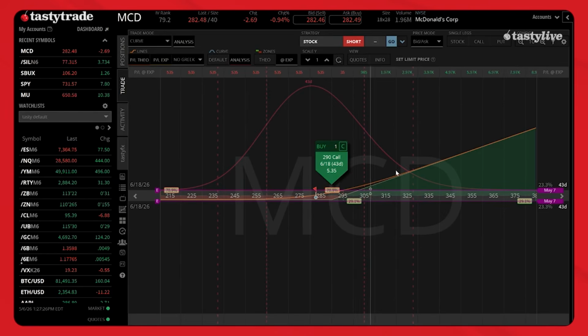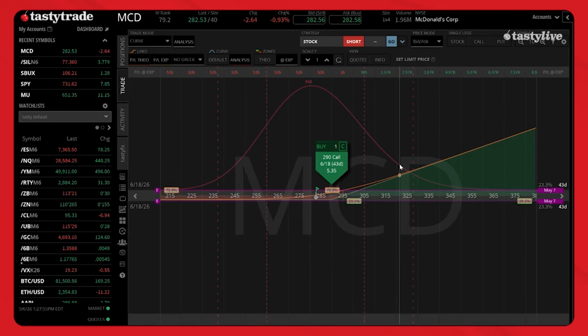Any price above my break-even point, I'm going to make money, and this line continues to slope upward at every price point above 290. The most I can lose is at prices below my strike price of 290, and that is going to be the debit that I pay. So you see that my losses are indeed capped and my gain potential is uncapped. This is one of the most desirable aspects of a long call or a long put for that matter.